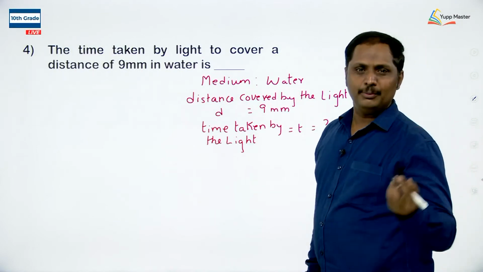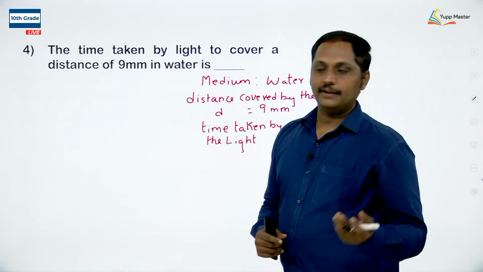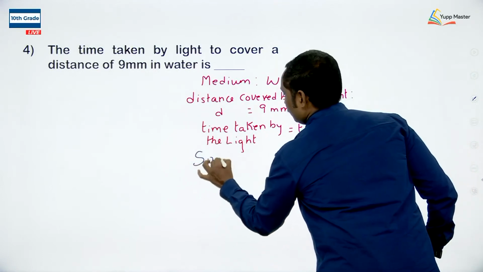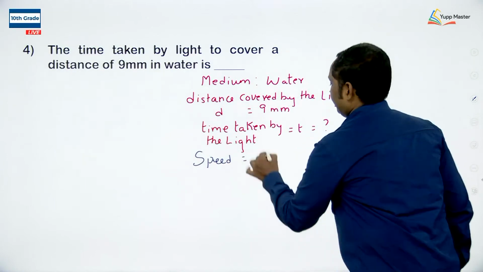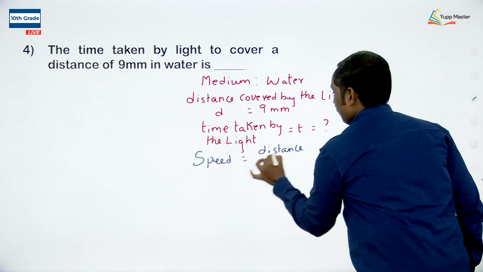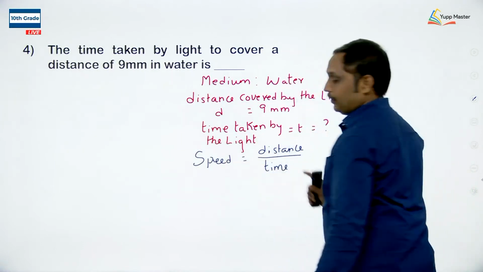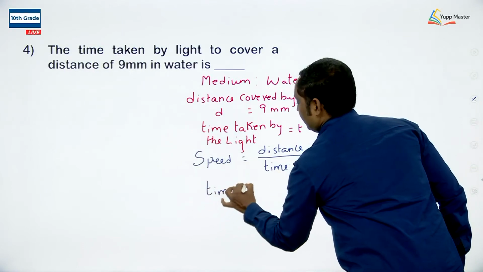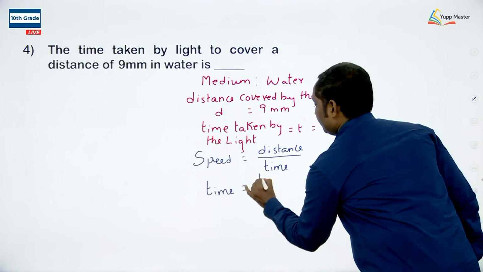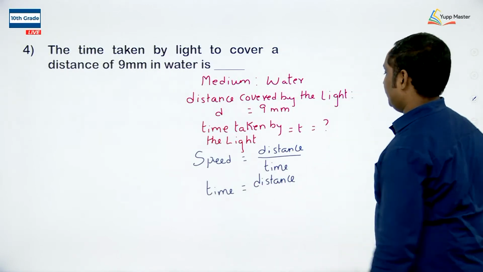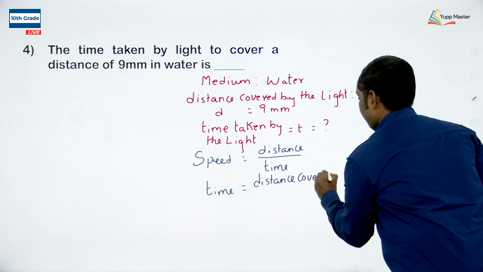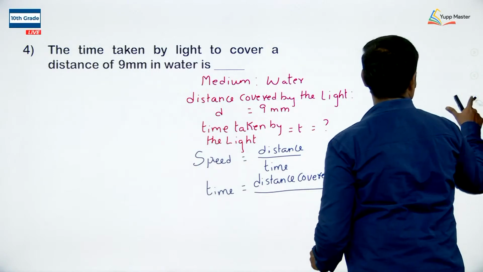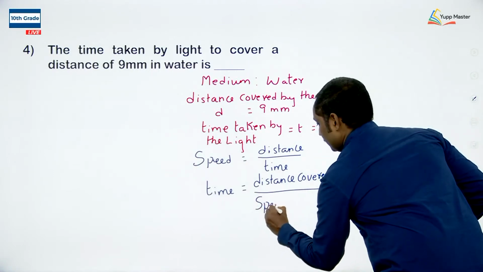How do you solve this problem? Simply from your basics, what you have learned in the lower classes, you know very well that speed is equal to distance by time. This is the basic formula that we can use. Therefore, time is equal to distance covered by speed. You have to take the speed of light.